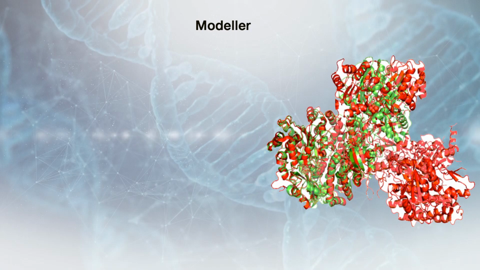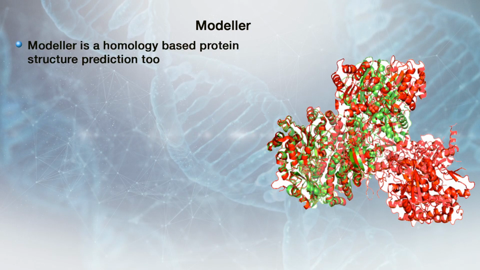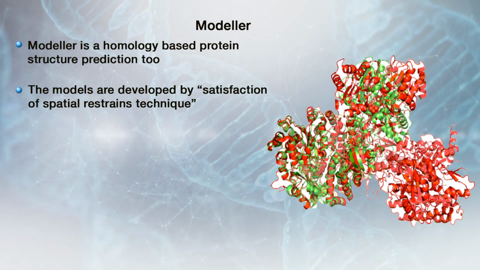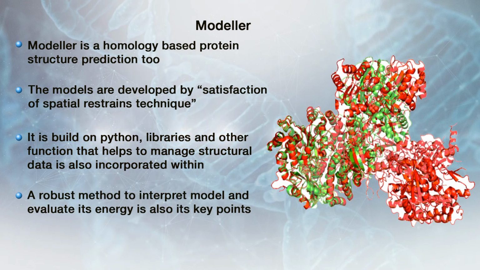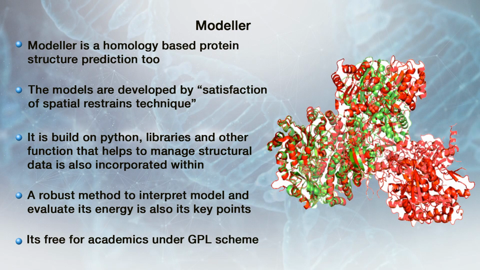To give a brief about the functional parameters of Modeler, Modeler is a homology based protein structure prediction tool. The models are developed by the satisfaction of spatial restraints technique, which obeys the NMR, nuclear magnetic resonance, methodology. It is built on Python libraries and other functions that help to manage structural data. It is a very robust method to interpret models and to evaluate their energy, and that is also a key point of Modeler. It is free for academic users under the GPL scheme. This Modeler is a Python based technique.